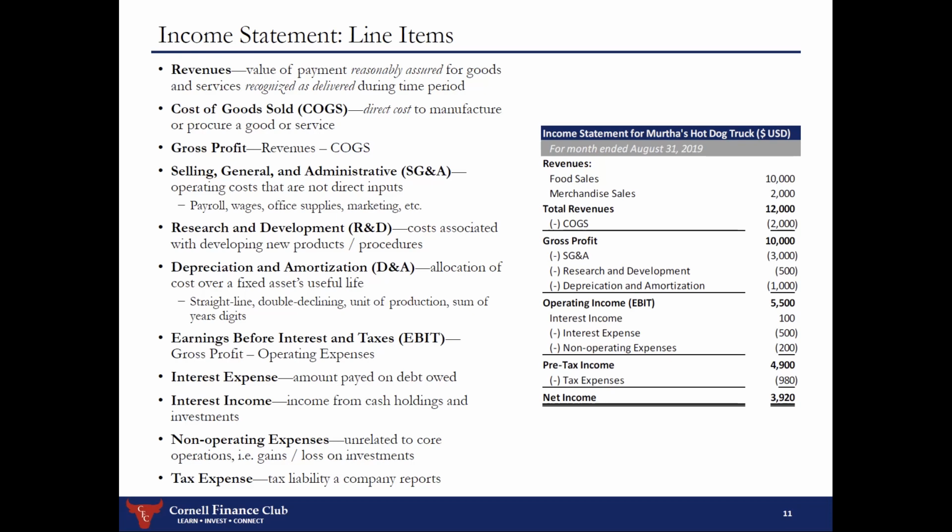Then you have the other ones, so double declining and sum of the years' digits. You don't have to really memorize these, but they just reflect that depreciation happens faster earlier on in the asset's life than later.